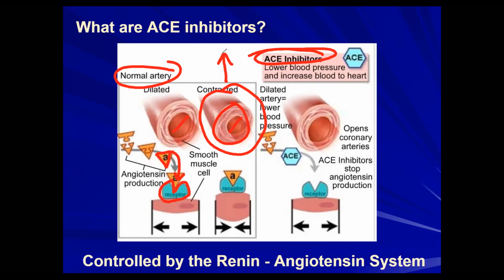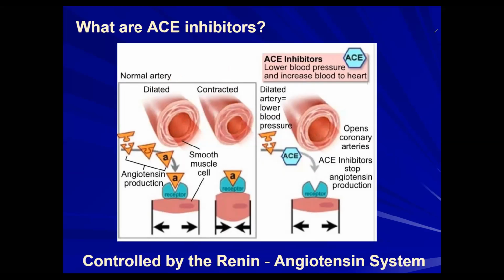So what does an ACE inhibitor do? An ACE inhibitor is going to block that receptor so that the angiotensin product can't get in there, and the blood vessel will stay dilated, it will stay wide. This will decrease your blood pressure. So all of this is to say that the ACE inhibitor is a pretty common medication that is prescribed, and it also might have some sort of role to play in the COVID-19 outbreak.